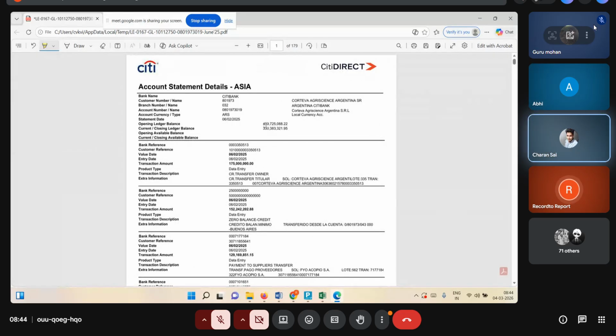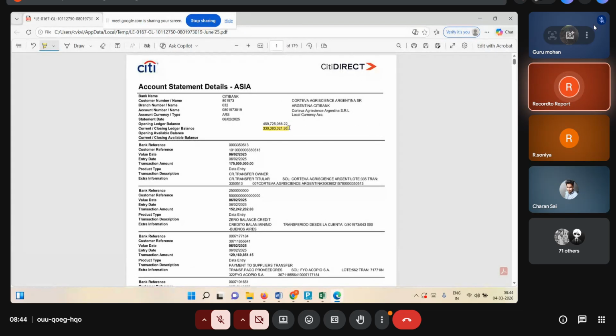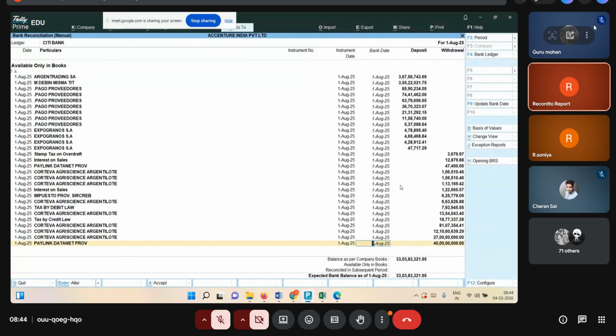What is the closing balance of the first day? What is the opening balance? The opening balance we started with 4572,725,088.22. We ended up with 330,383,321.925. Okay, clear? So the first is matching, guys.